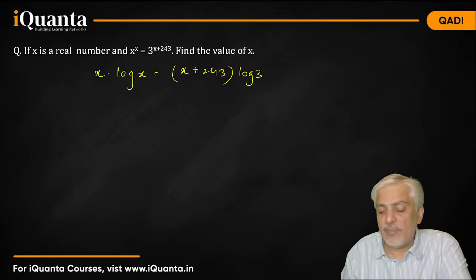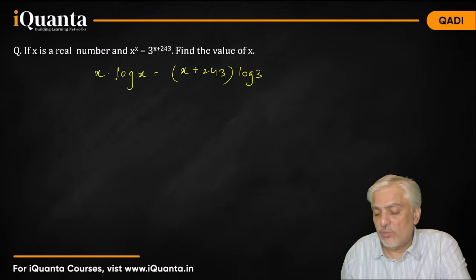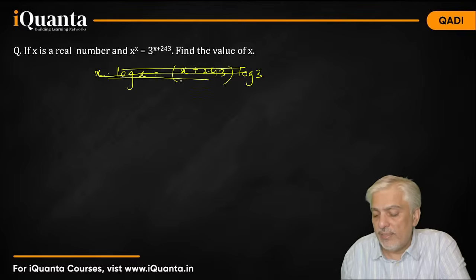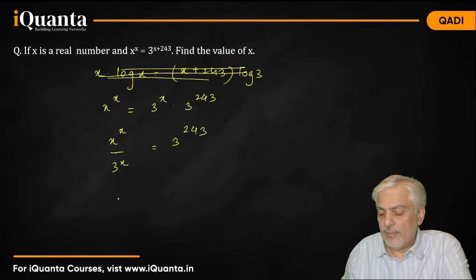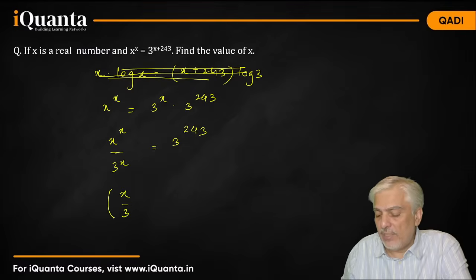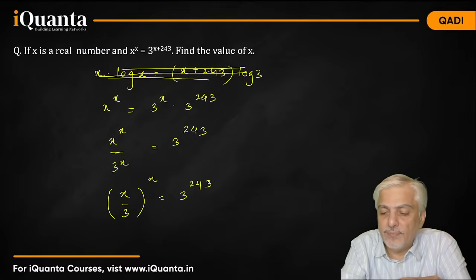I'm just coming back to the previous sum. The other approaches are also there. You can write this as x raised to x is 3 raised to x into 3 raised to 243. X raised to x divided by 3 raised to x is 3 raised to 243. X upon 3 raised to x is 3 raised to 243.